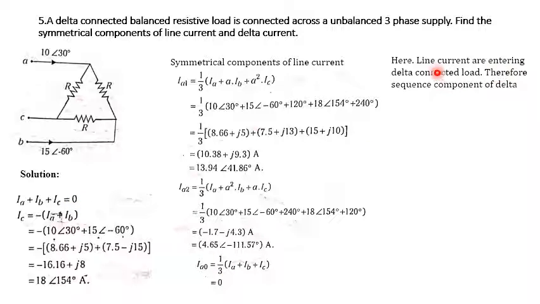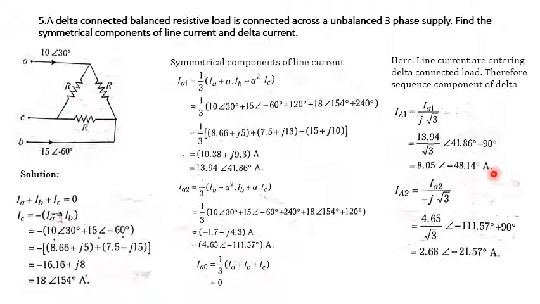We have calculated the line current entering the delta connected system. Therefore we have to calculate the sequence components of the delta current. First, capital IA1: small IA1 is equal to j root 3 times of capital IA1, so capital IA1 is equal to small IA1 divided by j root 3. Finally we will get 8.05 at an angle of minus 48.14 degree amperes.